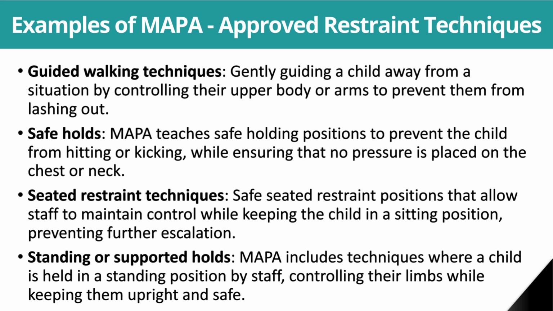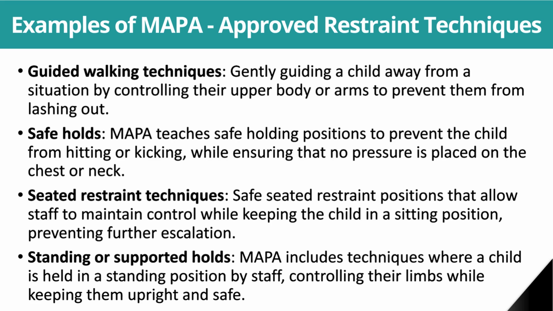While the specific techniques and moves are generally taught in a certified MAPA training course and may vary slightly based on age and the size of the child, some commonly taught techniques include guided walking techniques. This involves gently guiding a child away from a situation by controlling their upper body or arms to prevent them from lashing out.